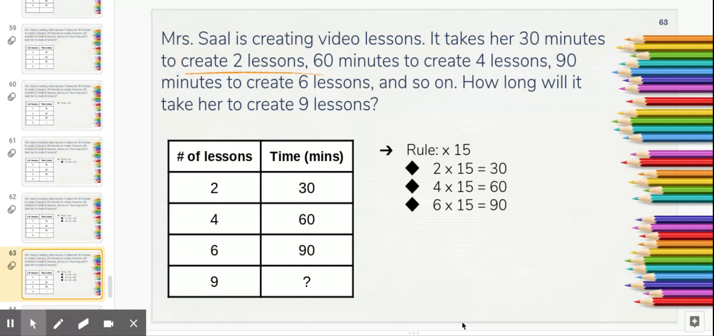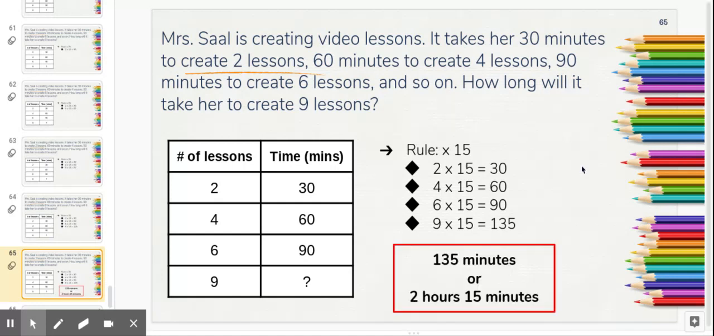So the next number we can even jump up to 9. We don't have to do 8, like we would probably want to do 8 times 15 to get 120, but we don't need to now that we know that times 15 is the rule. So if I take 9 and multiply that by 15, I get 135. So the answer to this problem is 135 minutes, or if you want to convert that into hours and minutes, that would be 2 hours and 15 minutes.